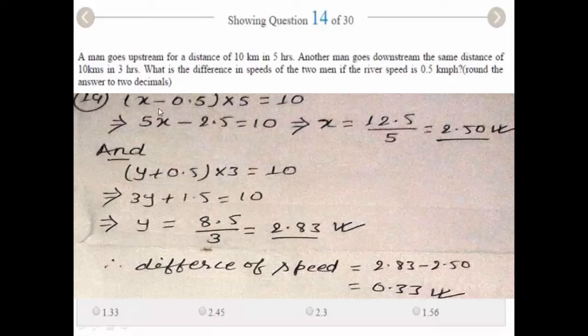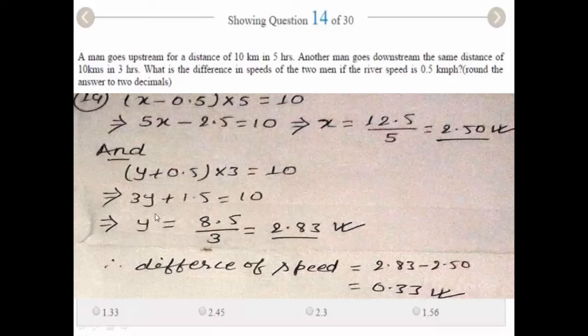First of all, a man goes upstream means the speed of the man is (x minus 0.5) into 5, because it takes 5 hours to complete 10 km distance. Then after solving this expression we got the value of x as 2.50. And another man goes downstream with a speed of y km per hour plus 0.5, which is the speed of the stream, into 3, because it takes 3 hours to complete 10 km.